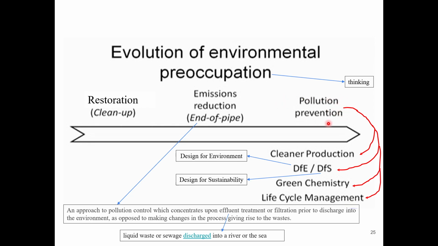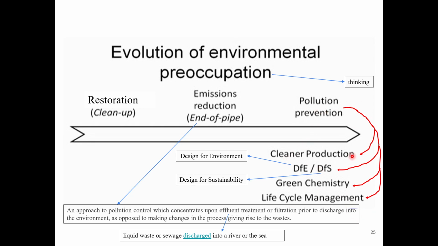So pollution prevention is basically not creating the waste in the first place. That is, making changes in the process which give rise to the waste. Why even create that waste? Let us make changes so that the waste is not created, so we don't have to think about treating it at the last stage. That can be achieved through these ways.